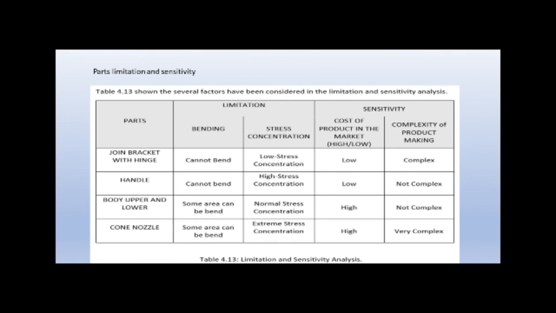There is a table that shows the several factors that have been considered in the limitation and sensitivity analysis, which is in part joint bracket with hinge, handle, body upper and lower, and also cone nozzle.